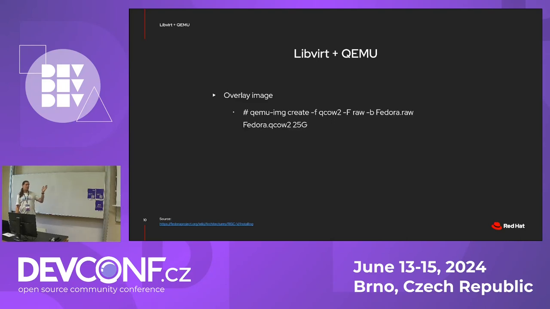Then this is an optional step, but I would highly advise you to create an overlay image. The overlay image helps you keep the underlying base image intact. So you can have multiple overlay images over a single base image, and you can be sure that the base image won't change or you won't break anything by doing experiments in those images. Basically, you can just throw away the QCOW overlay image and start from scratch by creating a new overlay image over the raw image.